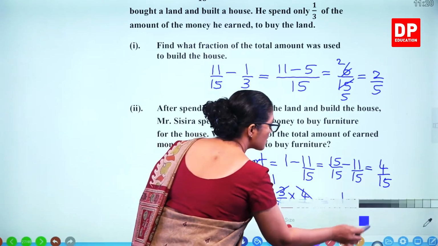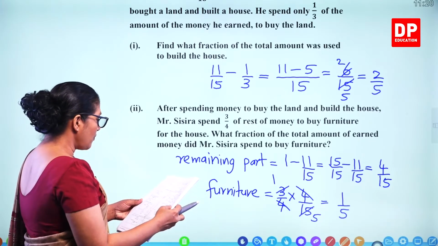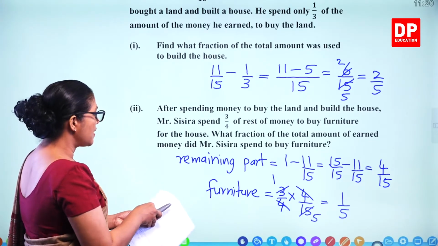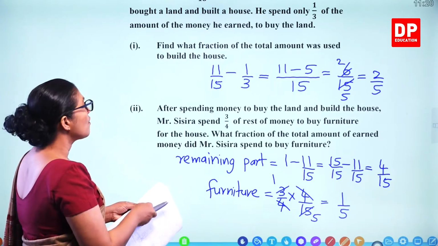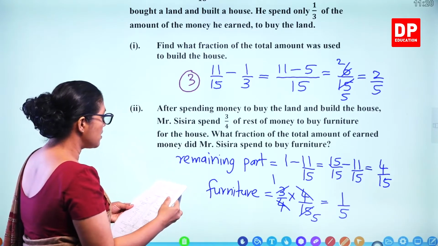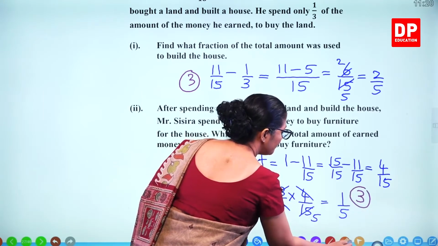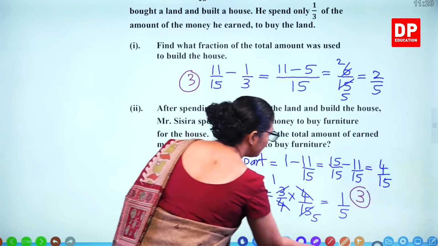So how many marks are given for these two steps? 3 marks given for 2/5 and 1/5, 3 marks. And let's do the next one.